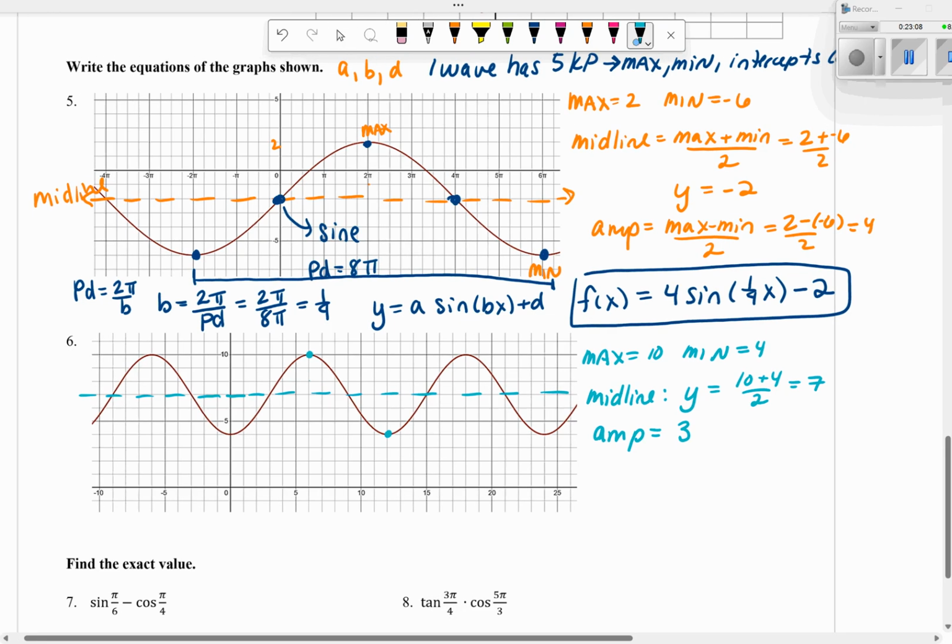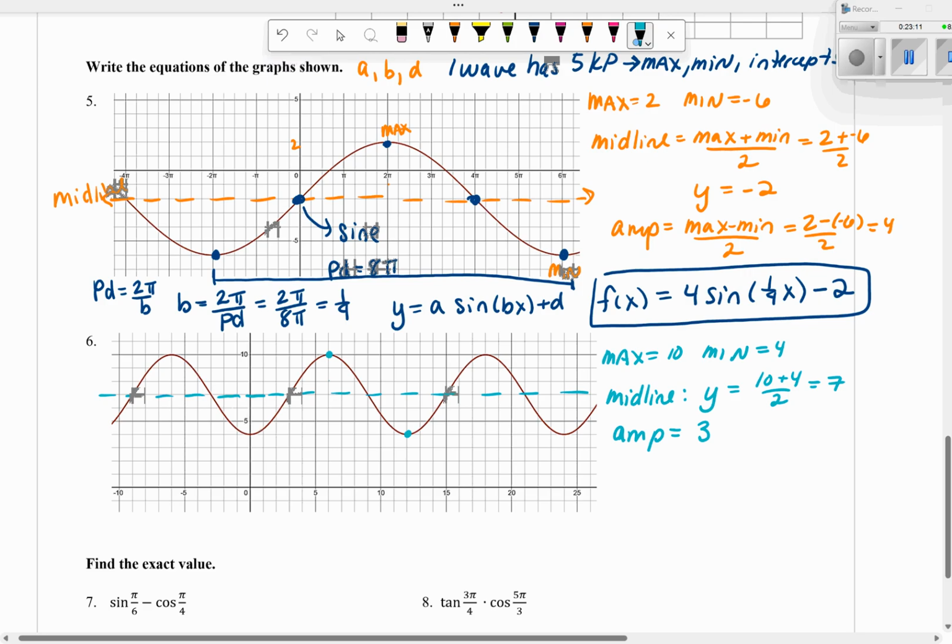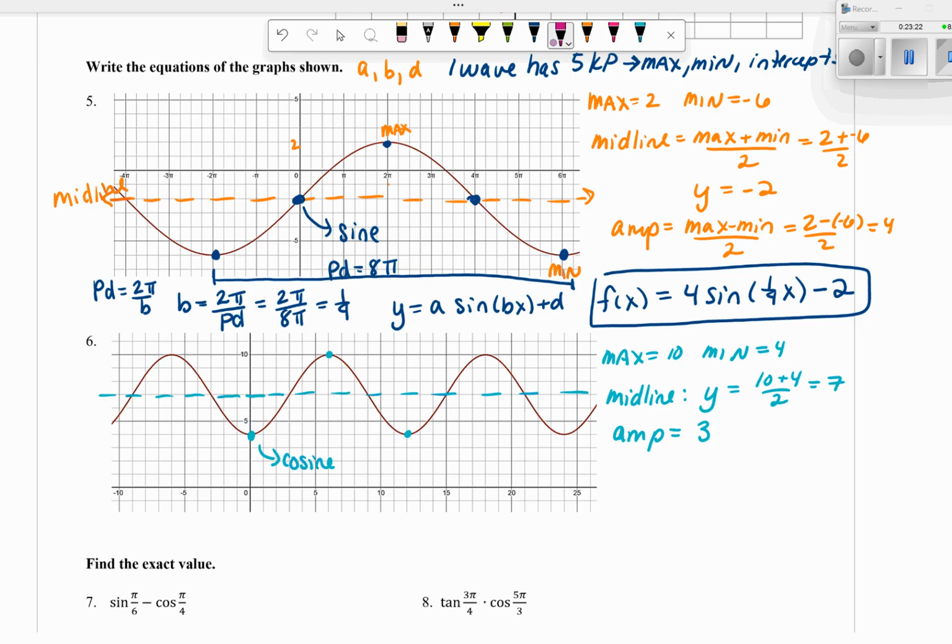For the period, this is not starting on the y-axis and on the midline, it's starting below, so that tells me this is going to be cosine. And so if I count my 5 key points, remember that's where it has a max, min, and crosses midline. So this is 1, 2, 3, 4, 5. So from a minimum to minimum or maximum to maximum, that's your key point. You could always just do half the period and then double it. So if you wanted to do a minimum to a maximum, you could, like on this graph, I could have gone from here to here and then figured out that that's 4 pi, because you have 2 pi and 2 pi, and then 4 pi times 2 is 8 pi, so whatever works for you.